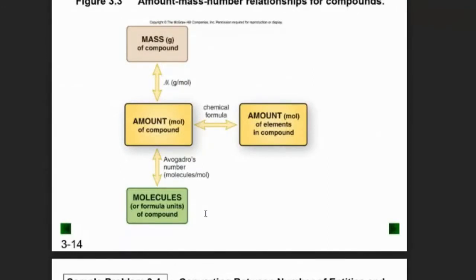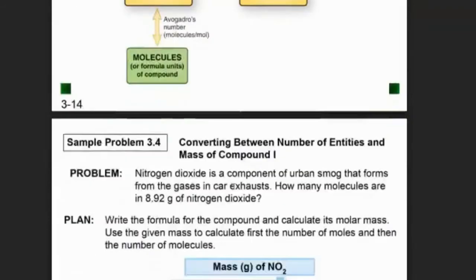All right, the amount-mass relation for compounds. We're back at the same place. We do it the exact same way. Again, mole is in the center. We determine the actual mass of the compound using molar mass.